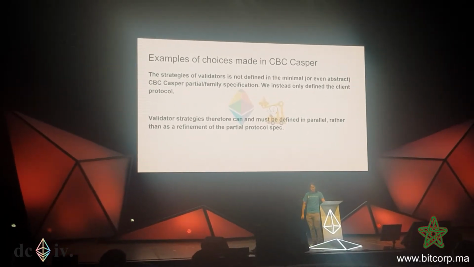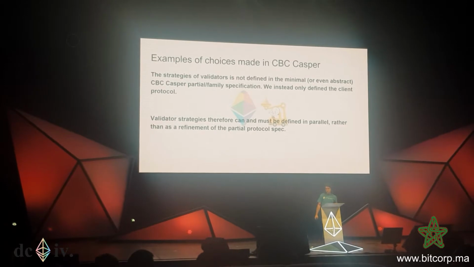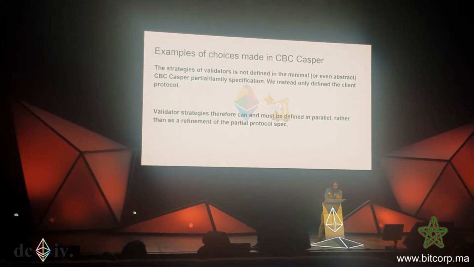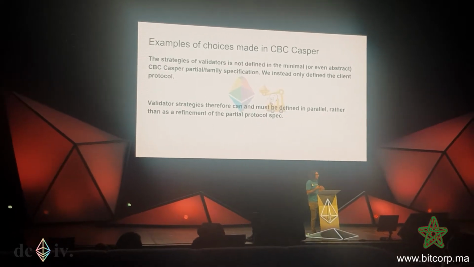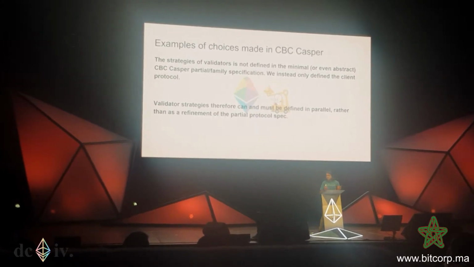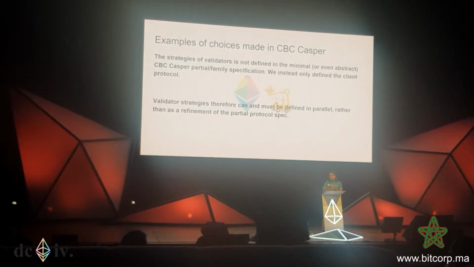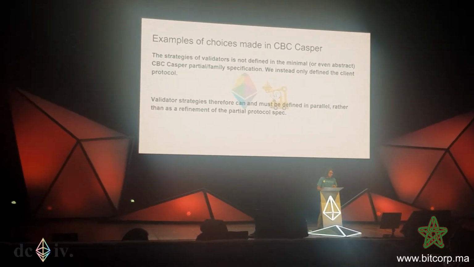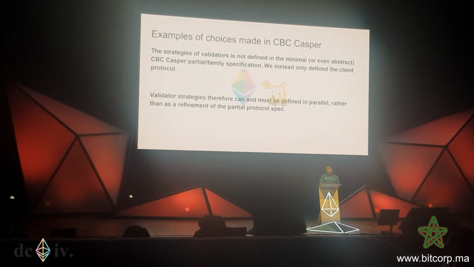So one of the decisions we made, for example, is that validator strategies are not part of the specification. The core partial spec is only for clients. It's not the spec for miners or for people who make messages. It's for people who receive them. And the reason why we did this is because it separates out the parts of the protocol in a way that allows us to tackle them separately, and we can, independent of when validators make messages or how validators make messages, show consensus safety.